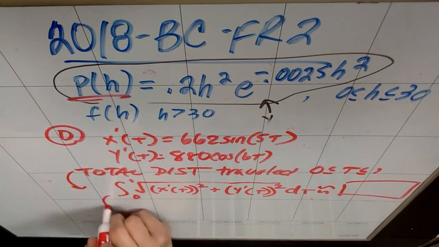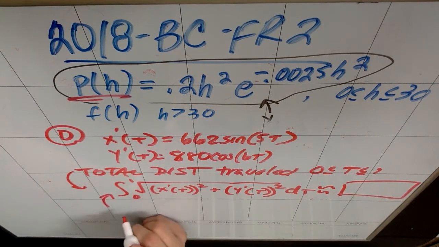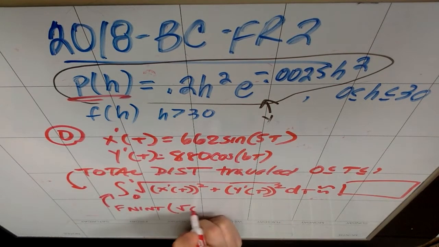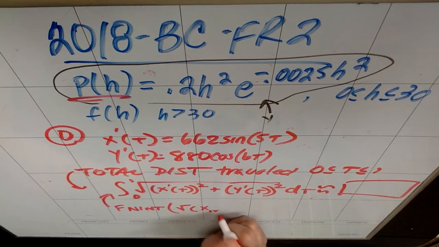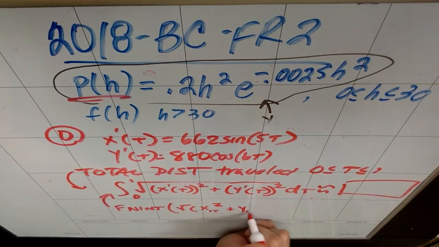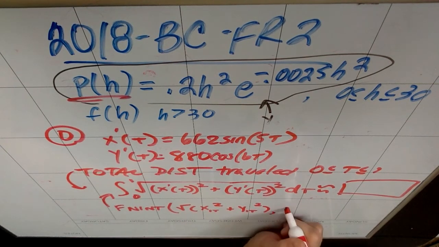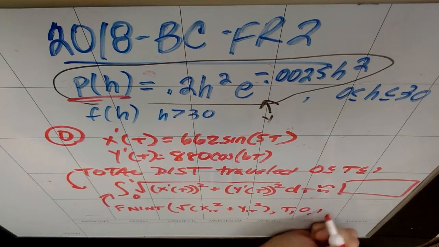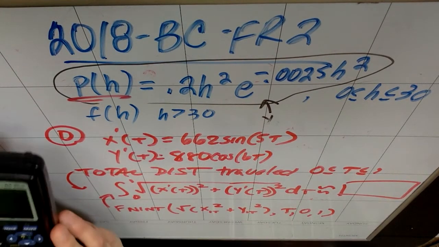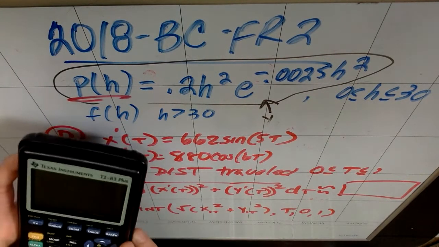That's it. But what you need to understand how to do in your calculator is you need to do function integrate, which is math 9, right? Square root of x1t quantity squared, because that's your x prime, you just put that in, plus y1t quantity squared, close the parentheses, with respect to t from 0 to 1, right? So again, the AP's never going to give you credit for calculator syntax, but if you can't do it, it's a problem.